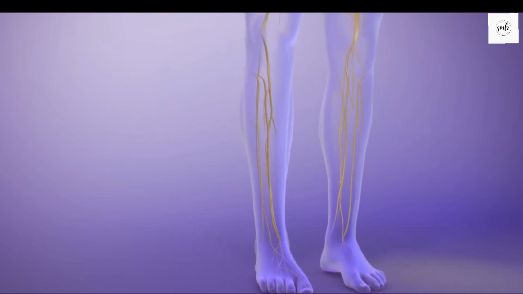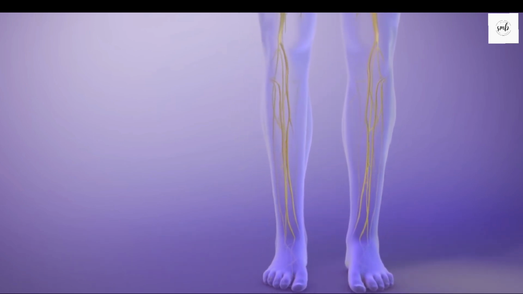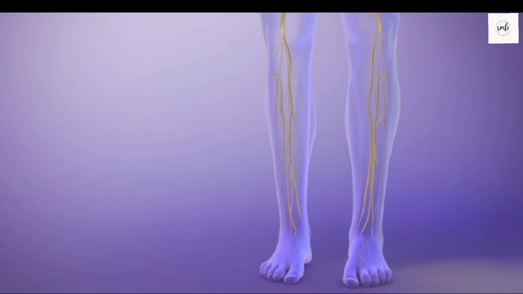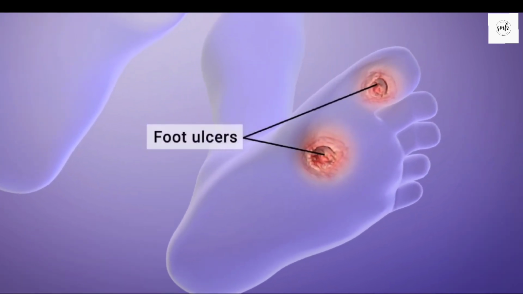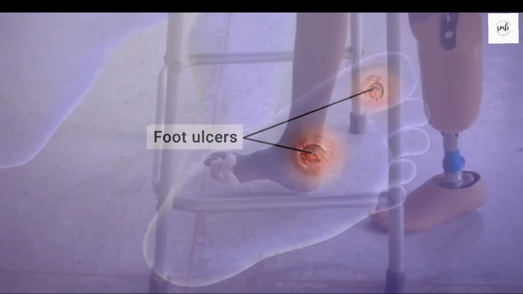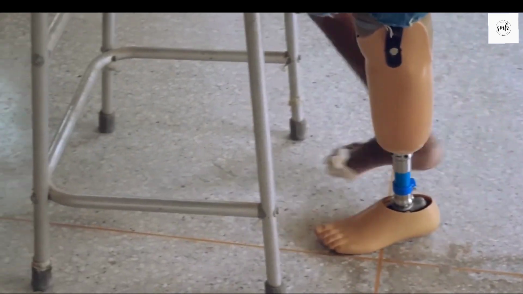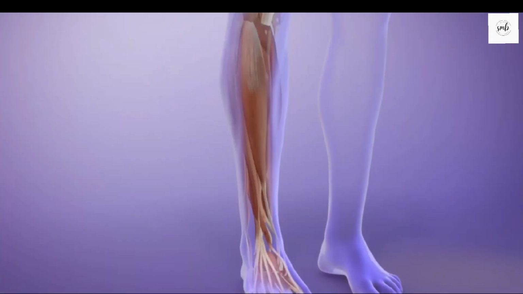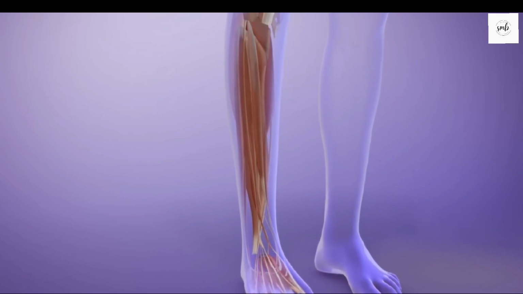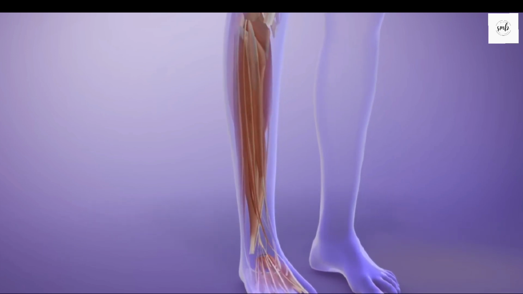Left untreated, peripheral neuropathy can cause a range of complications. In diabetes, poor foot circulation and numbness can lead to ulcers, infection, and amputation or surgical removal of your foot. And muscle atrophy and balance problems may increase your risk of falling and breaking a bone.